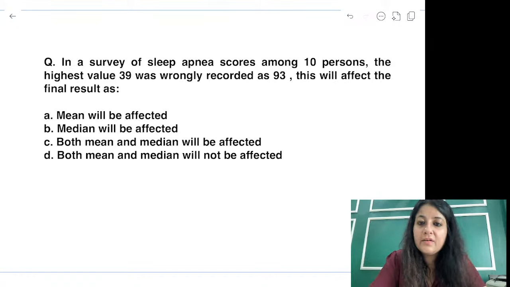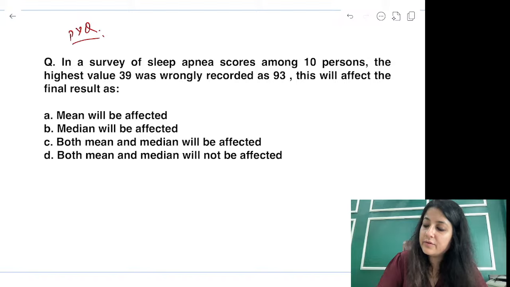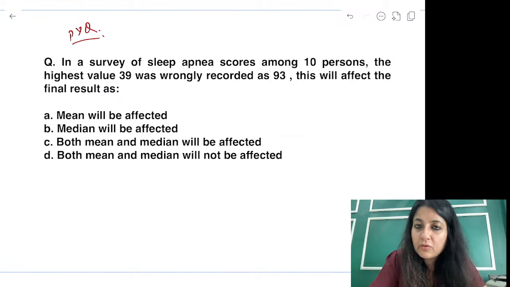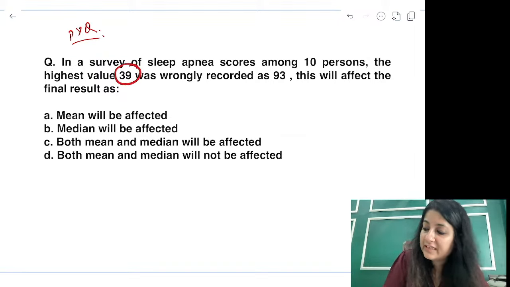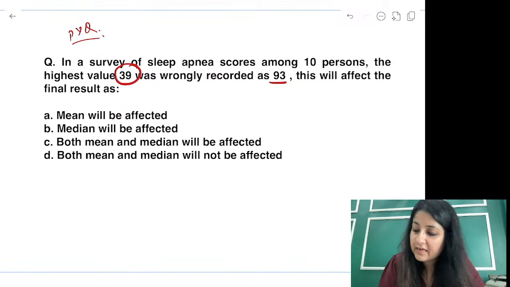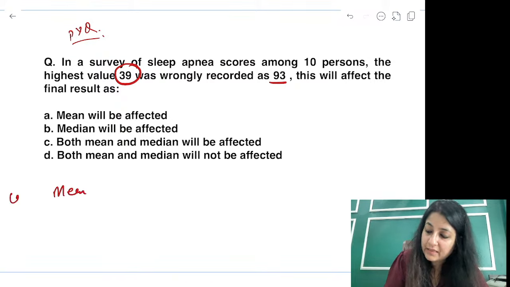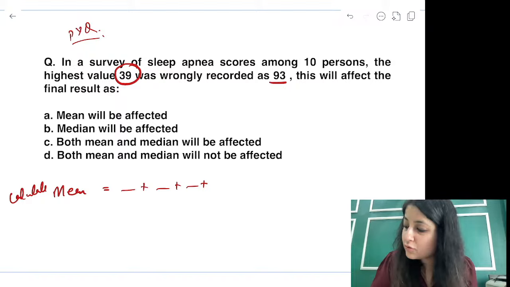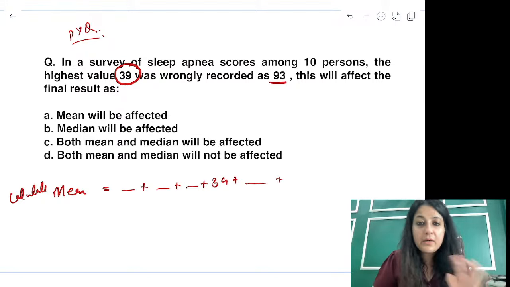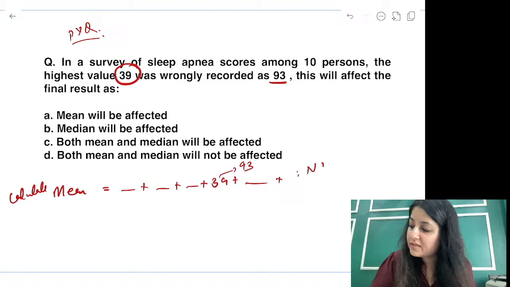Let's see this one. In a survey, this is a PYQ only, just wanted to revise it. In a survey of sleep apnea scores among 10 persons, the highest value of 39 was wrongly recorded as 93. Now see, highest value 39, wrongly recorded as 93. When I ask you to calculate the mean, you have the observations of 10 people. The highest value was 39, so you had to add 39. But what you are ending up adding is 93. So numerator increases. So mean is affected.